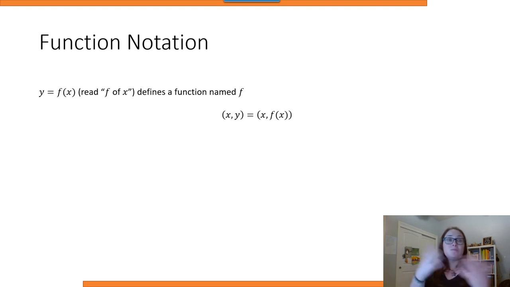It also names the function using a letter, so here it's f. You might see a g of x or h of x, anything like that. You can use any letter for the name of the function. And what it does is it tells me what the input is as well when I have it written as f of x.